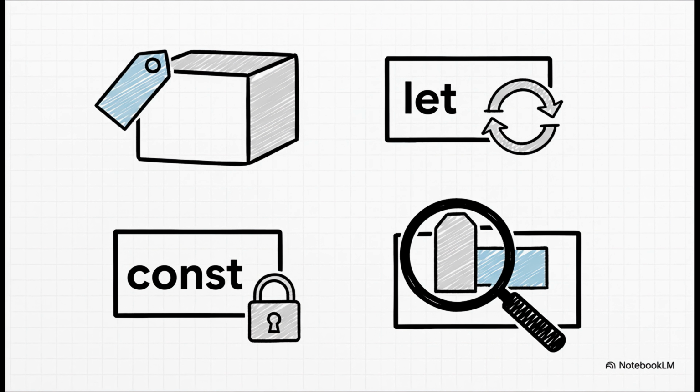So, to wrap this all up, what have we learned? Variables are just labeled boxes for our data. Simple as that. We use let for the boxes we plan to change, and we use const for the ones we want to lock up tight. But above all else, remember that the label you put on that box, the name you choose, is your single most powerful tool for writing clean, beautiful, and understandable code.